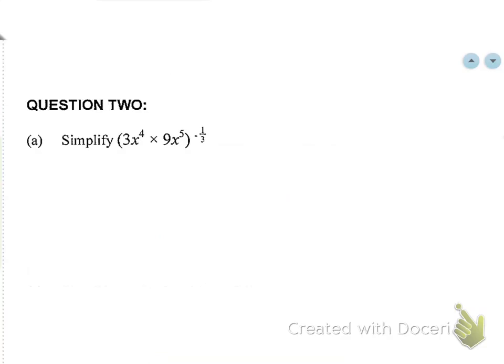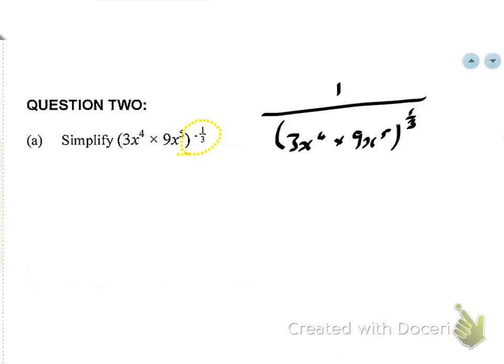For question 2a, look at the power, it's negative, that means we need to put it as a denominator. Simplify in the brackets, and then the 1/3 is the cubed root. Cubed root of 27 is 3, and you divide the power by the 3, it's 9/3, which equals 3 for the power, and there's your answer.